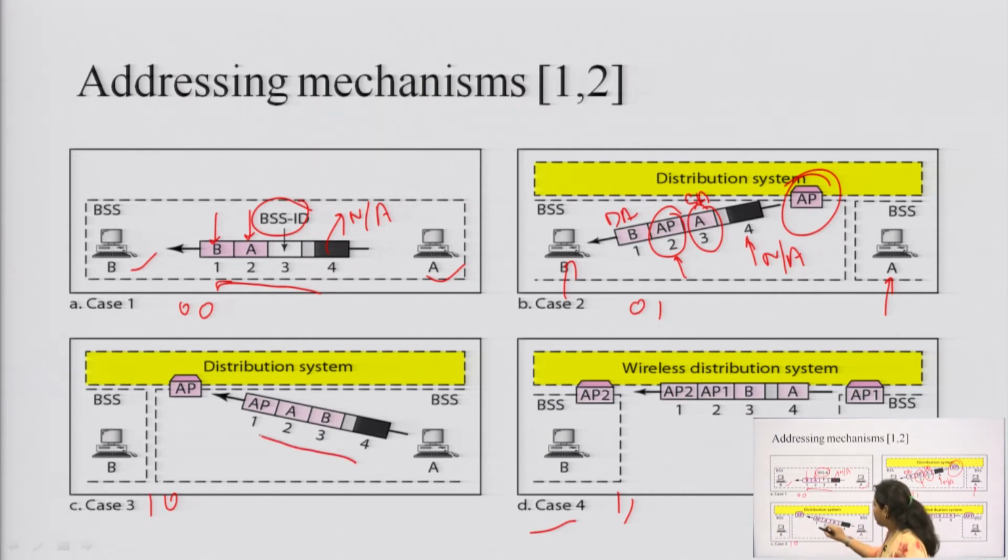The data will be transmitted in this direction, that is 1, 2, 3, 4, which means it is transmitted. This is the access point which has been shown over here, this is A and this is B, and this is again a non-applicable case.